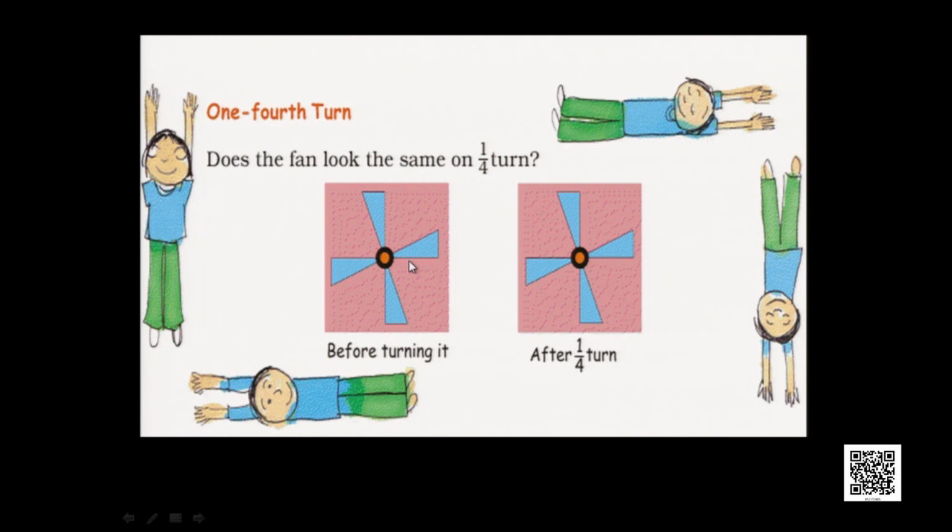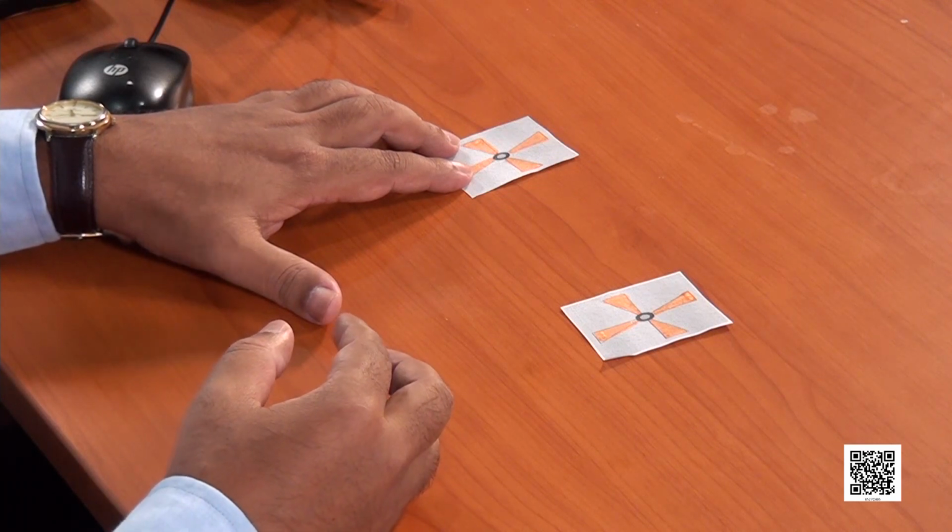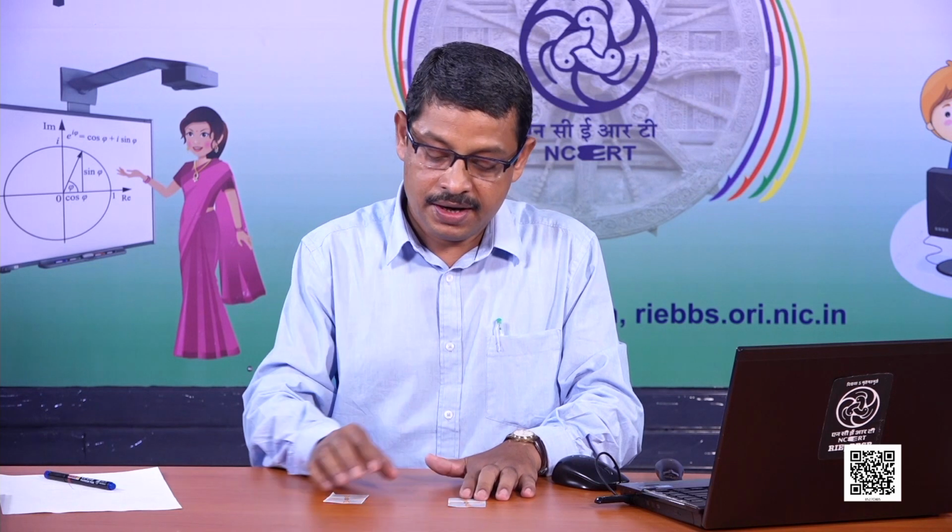Now you see the left fan. Does the fan look the same on 1/4 turn? Suppose this is the fan. I am rotating it or turning it 1/4. What is the meaning of 1/4? You see the complete angle is 360 degree. When I am taking 1/4 of it, definitely it is 360 by 4. It is 90 degree. Just I am rotating this picture, this fan, 90 degree.